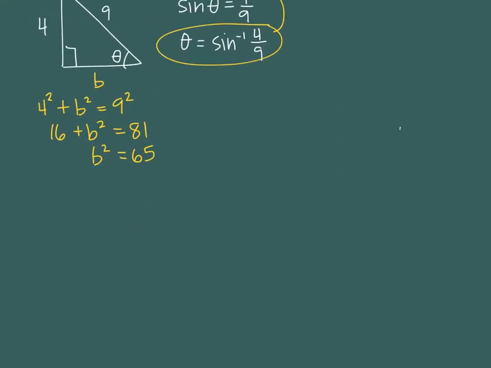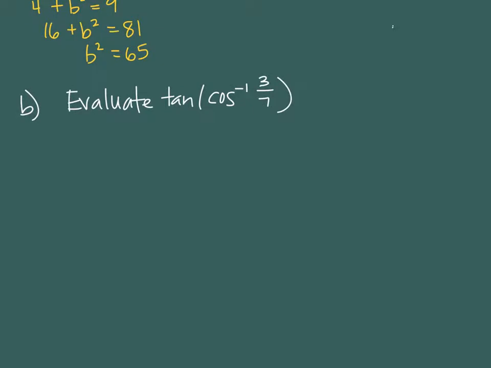In a similar way, you can do that with tangent too. So you could say evaluate the tangent of the inverse cosine of 3/7. And so again, you're like, 3/7 is not on the unit circle. And so you'd set up a right triangle.